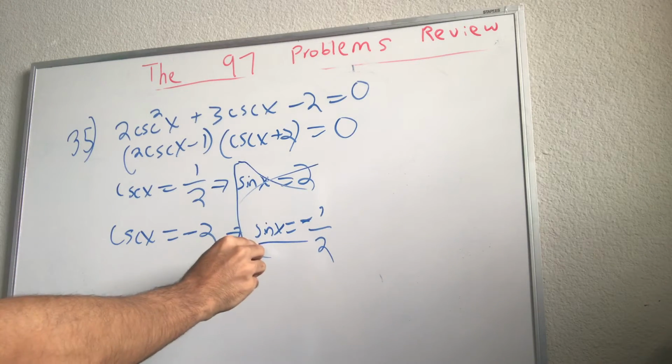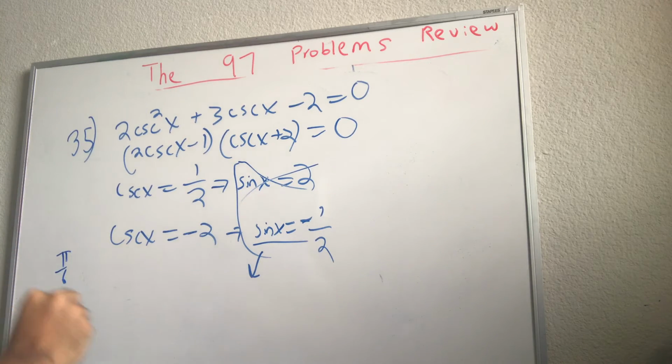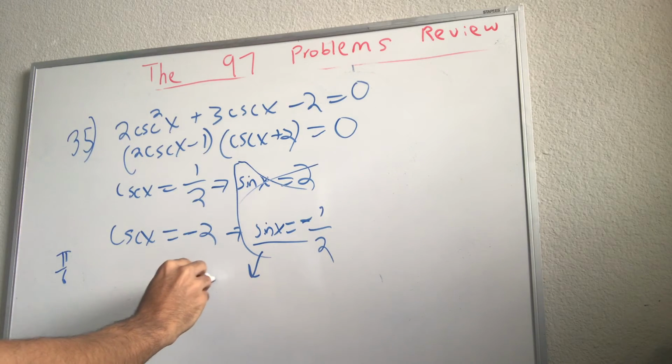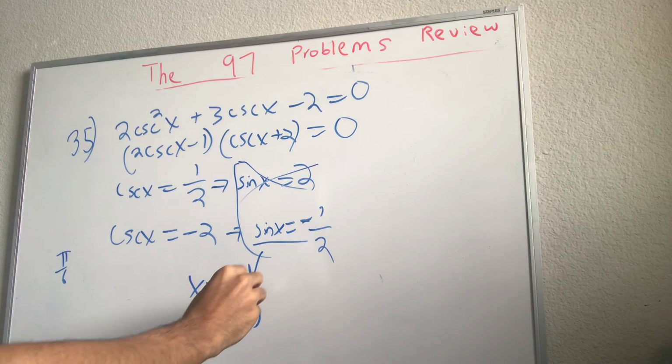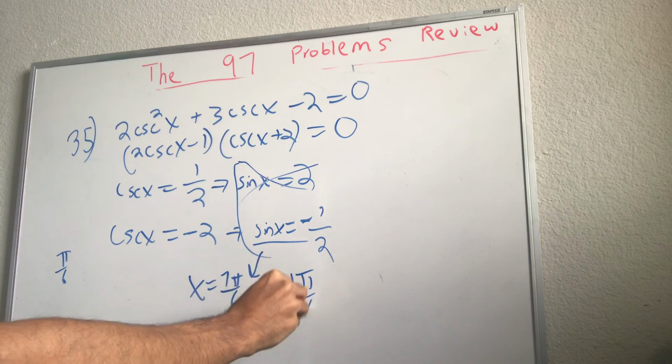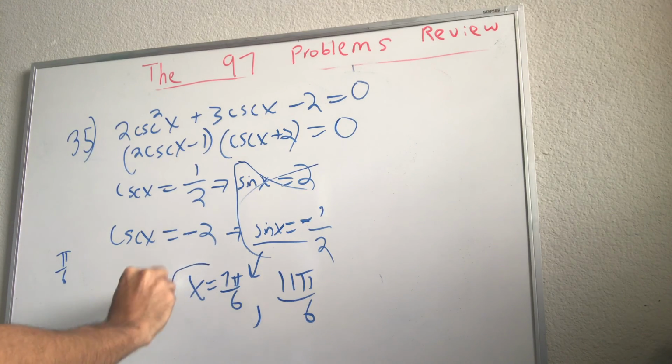Looking at sine of x is equal to -1/2, we do have values in quadrants 3 and 4. We know our reference angle for sine of x equal to 1/2 is x equal to pi/6. Looking at quadrants 3 and 4, one must be 7 pi/6, and the other one must be 6 times 2, 12, minus 1, that is 11 pi/6. So our answer to question number 35, the two solutions, are x is equal to 7 pi/6, 11 pi/6.